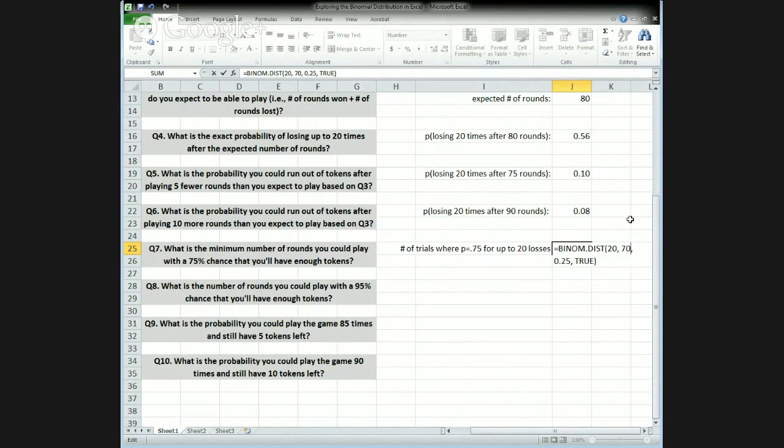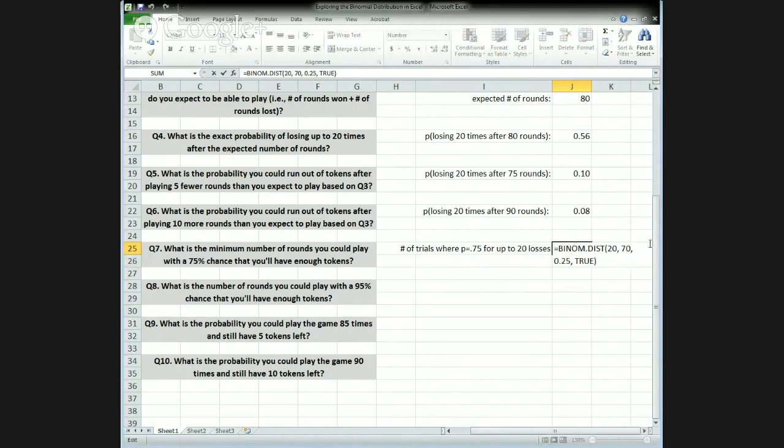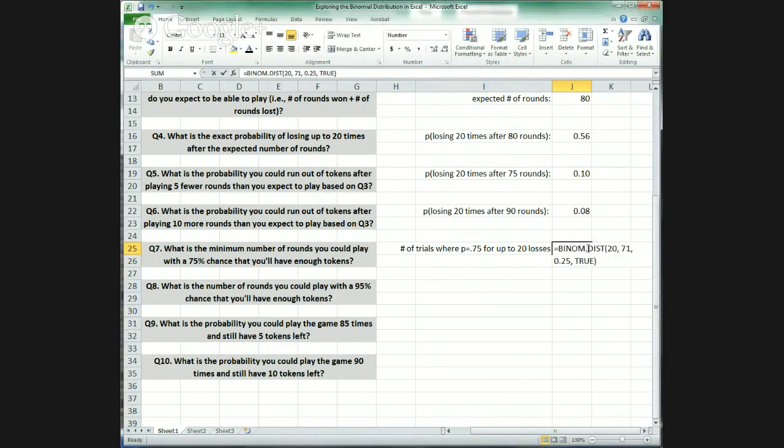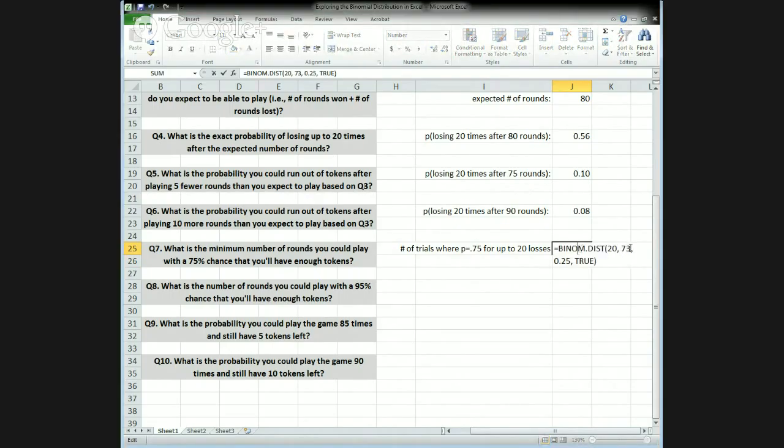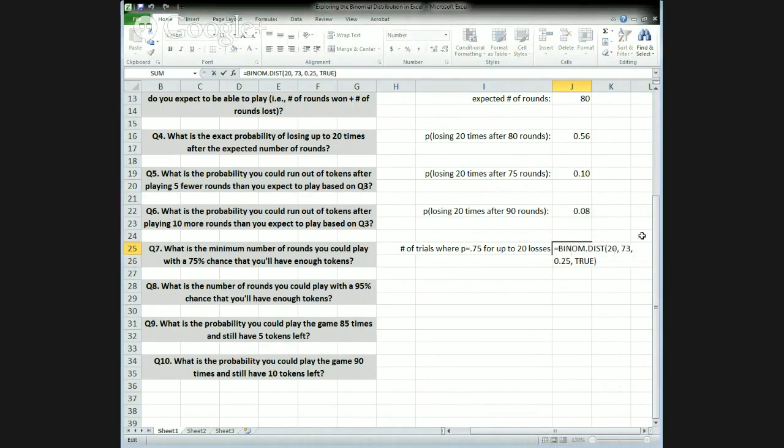So we go down from 75 to 70 trials, and we get p equals 0.80. Now 0.80 is a little too high, so we're going to go up a little bit. We go up to 71 and get 0.78, 72 gives 0.76, and 73 gives 0.73. We're not going to get exactly 0.75 because at 73 we got 0.73 and at 72 we got 0.76, so we're going to settle for 73.